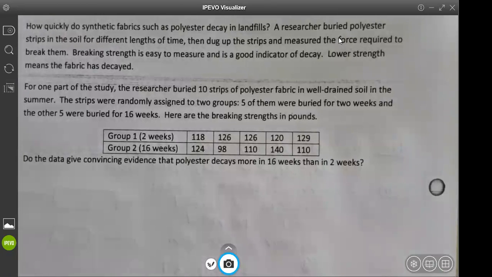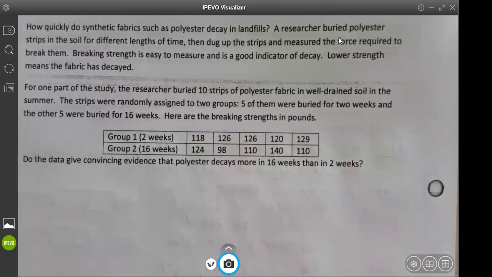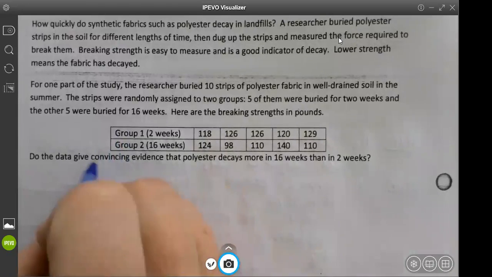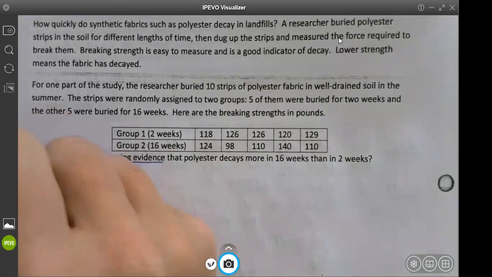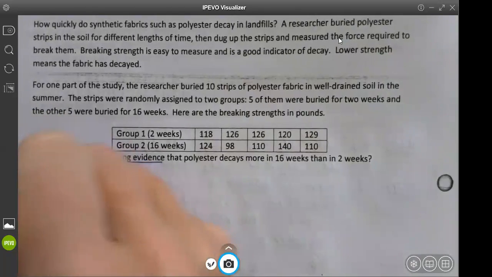So how do I do this? What do I need to do? What's this telling me that I'm going to do? A significance test. A significance test and a two sample t-test. Everybody good with that? So we're going to start with our state.